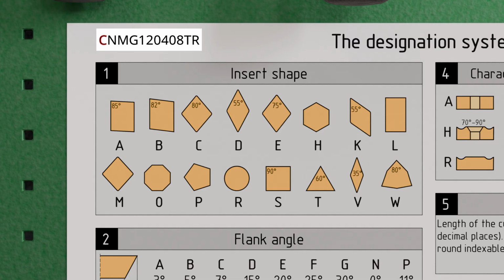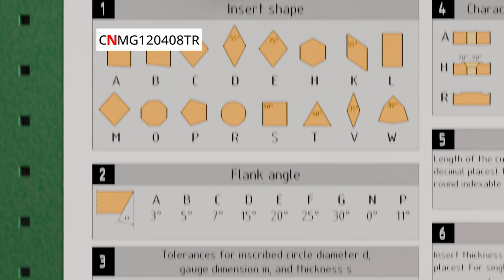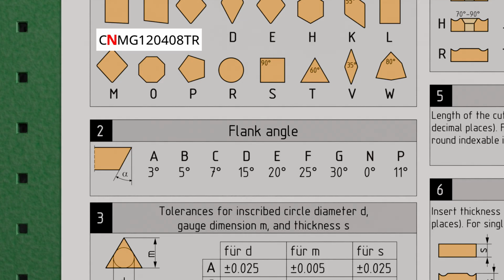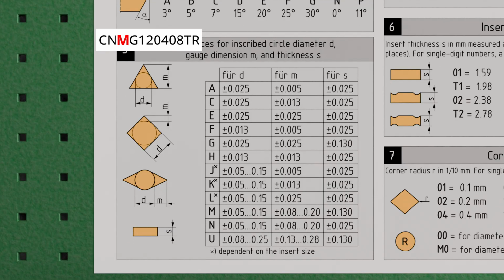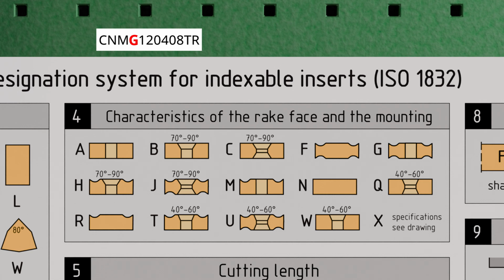The second letter indicates the flank angle. Here, the letter N means a flank angle of 0 degrees. The third letter in the designation specifies the tolerance class for the inscribed circle, the gauge dimension, and the insert thickness. In our case, the specific tolerance values can be found in the corresponding column M. The fourth letter in the designation provides information about the characteristics of the rake face and the mounting of the insert. In our case, the insert has the shape G.